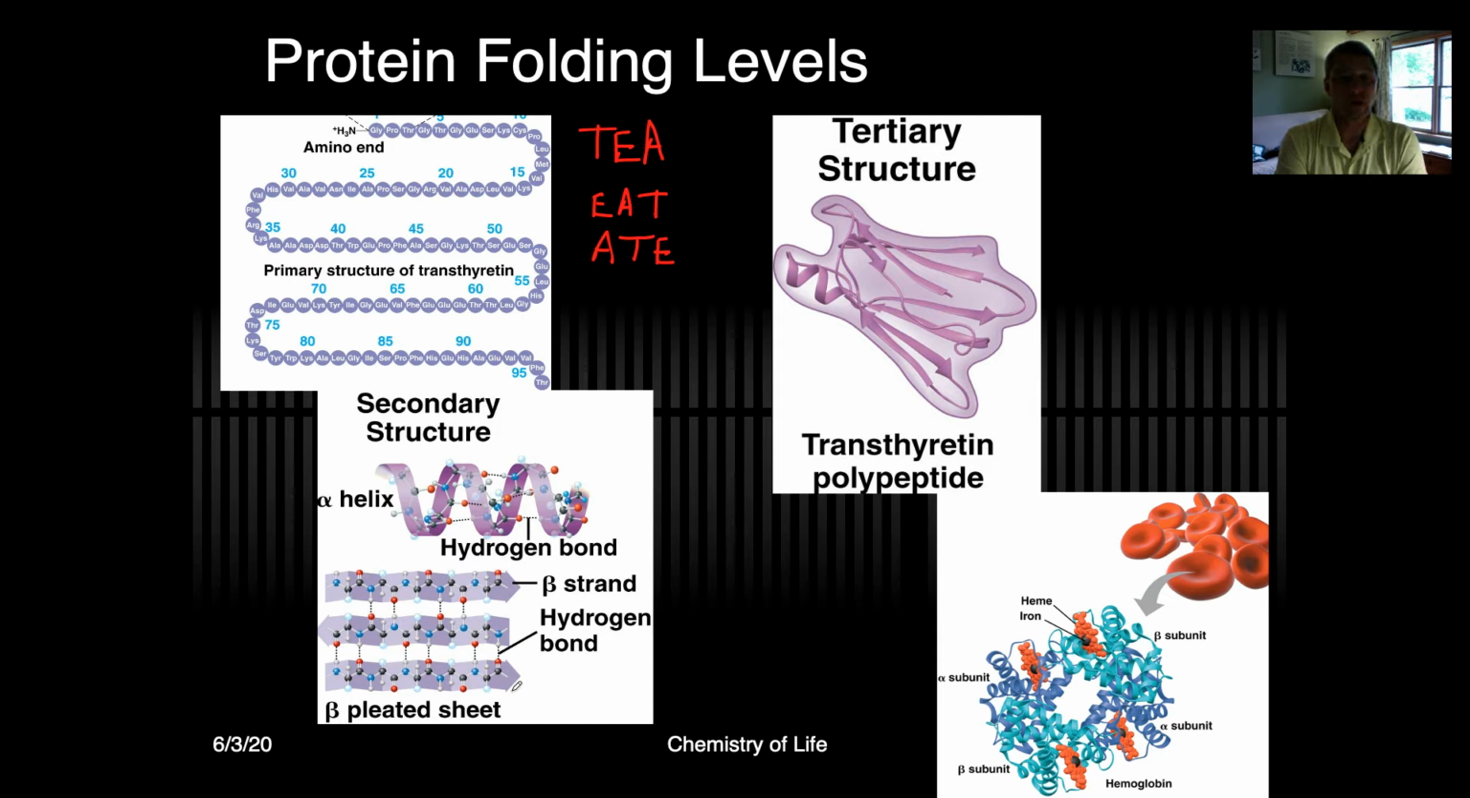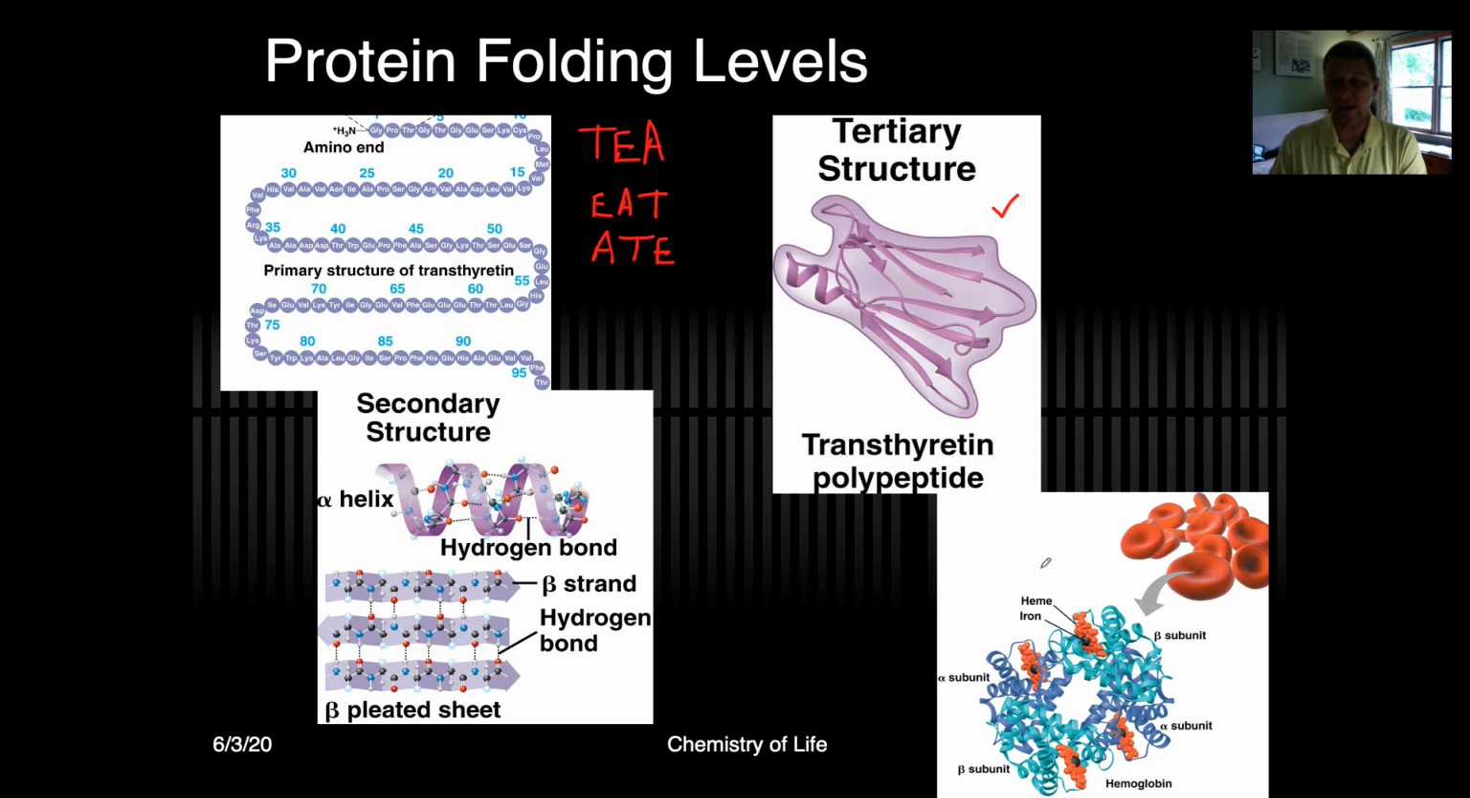The secondary structure is then folded to form what we call the tertiary structure, shown here. And this forms what we call a polypeptide. All right. And the polypeptides can then be grouped together to form a protein. And that's the 4th level.